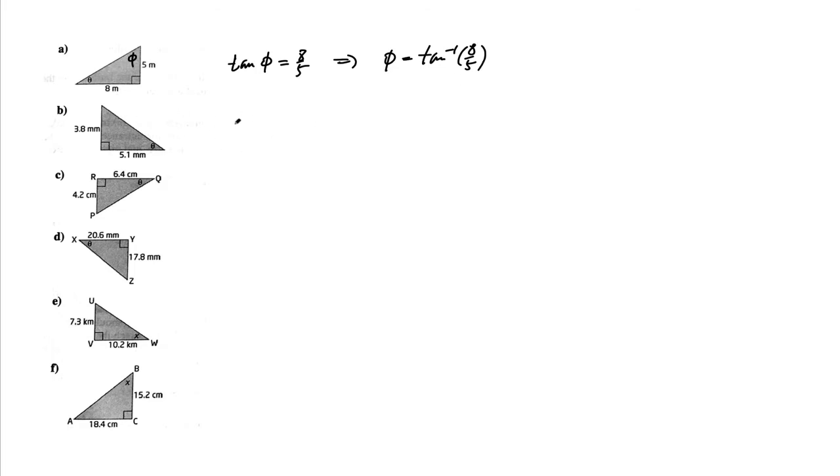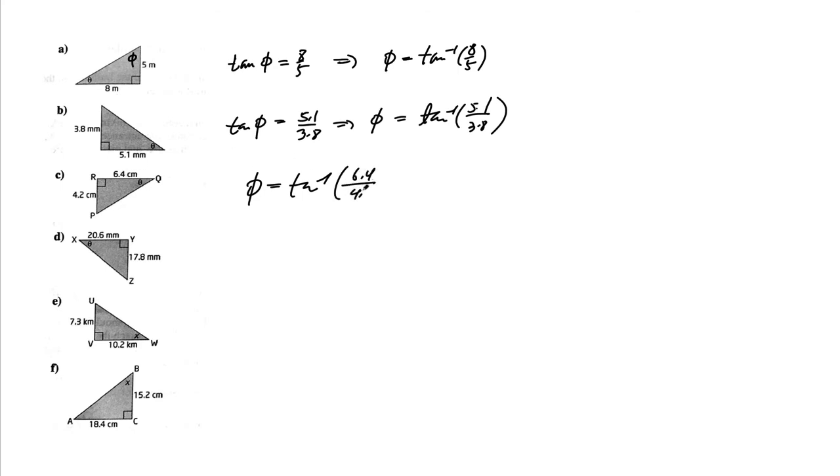Similarly here, tangent of phi for b will be 5.1 over 3.8. Okay, so phi will be tangent inverse of 5.1 over 3.8. Okay, so I'm going to go straight into phi. That's tangent inverse of 6.4 over 4.2.